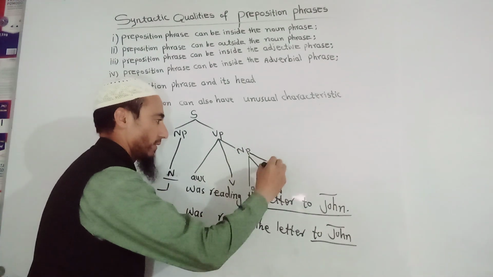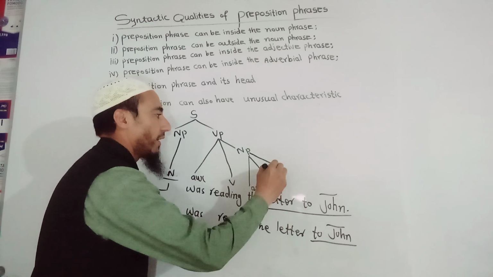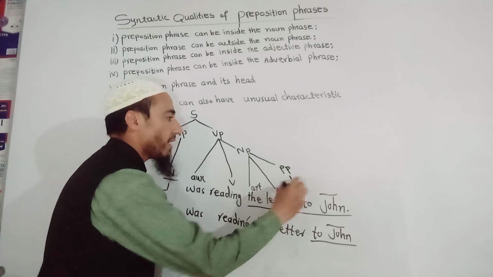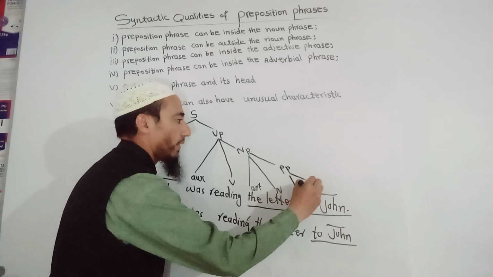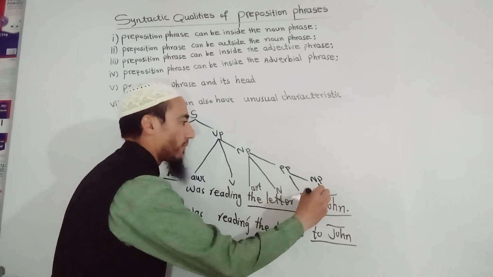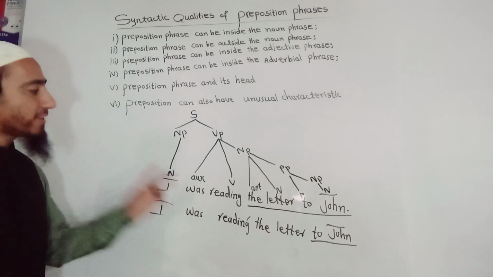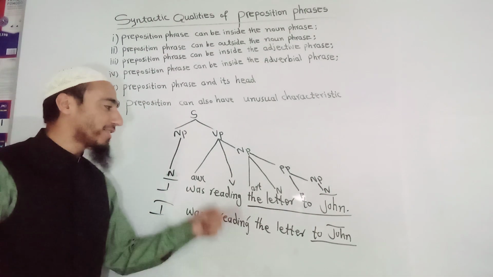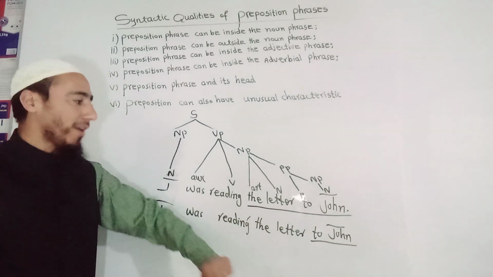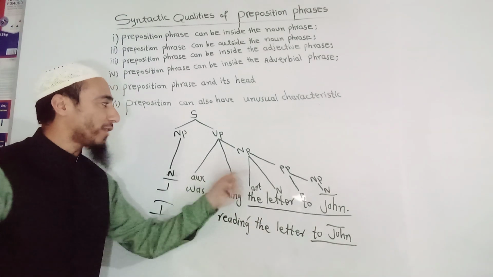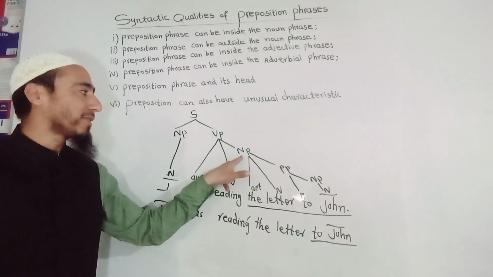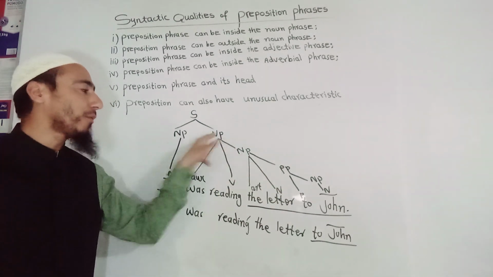So I am taking the string from NP. So to, that is the prepositional phrase: P, and John, that is NP. So I'm taking N. So this is the first structure. Whenever I'm talking about the next one, when the structure is different, I will not take the string of the prepositional phrase from NP, I will take it from VP.